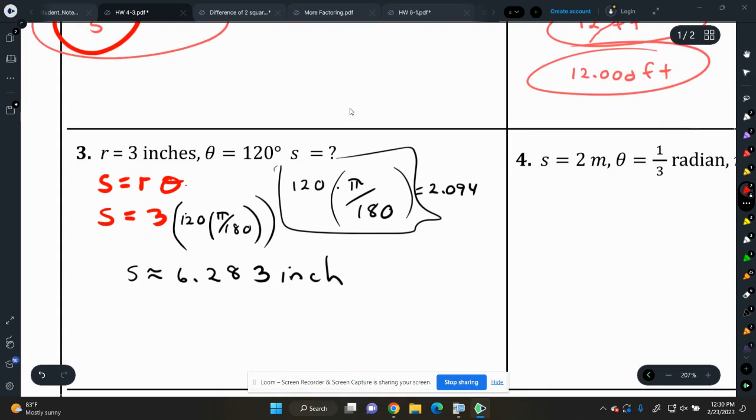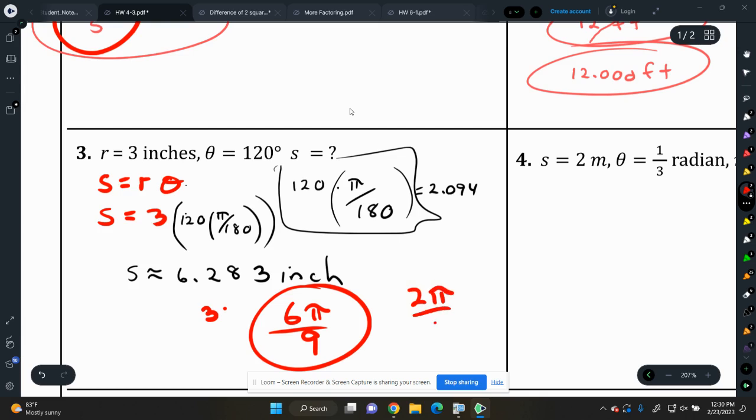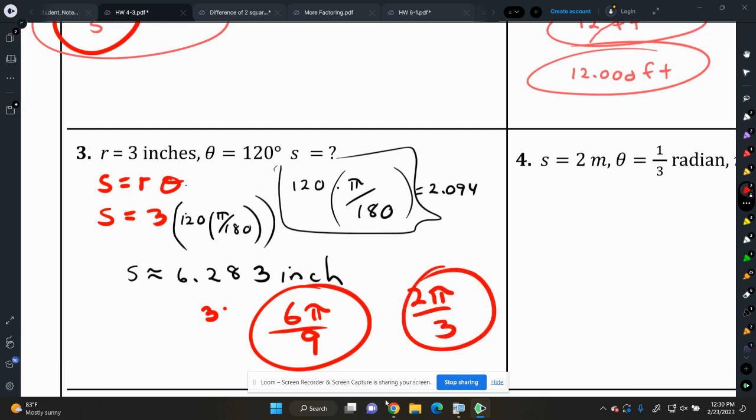Or what was it, 3 pi? 6 pi over 9. Okay, so then you would leave it like that. Actually, that should be reduced, 2 pi over 3. So then you would leave it like that instead. I don't feel like that's correct, actually. That doesn't sound correct.